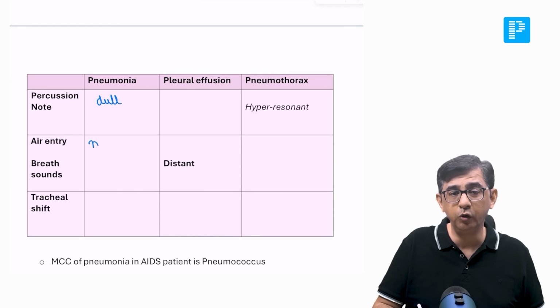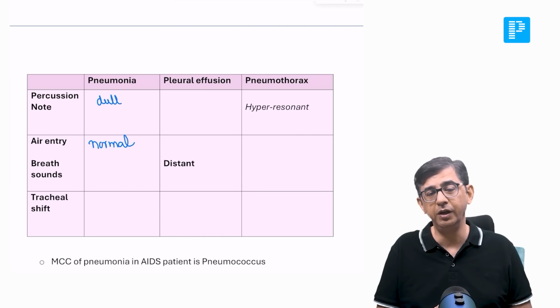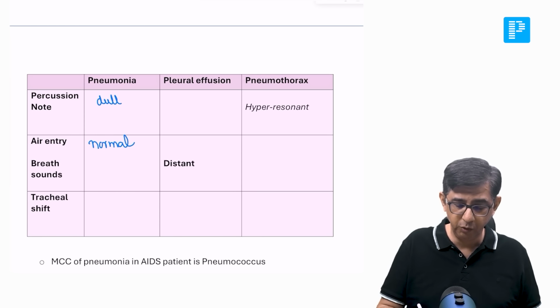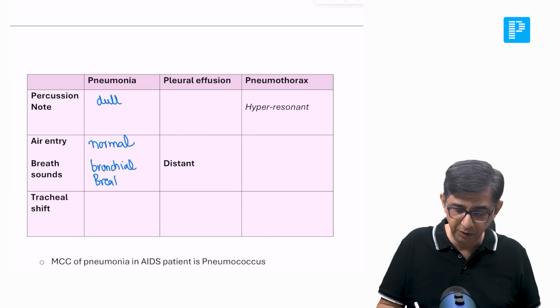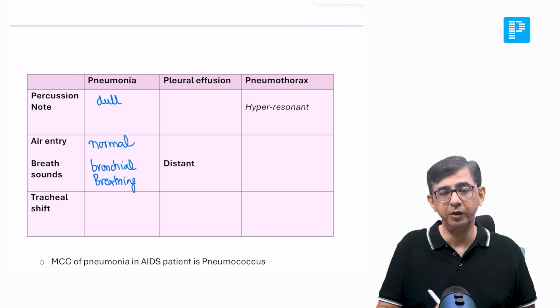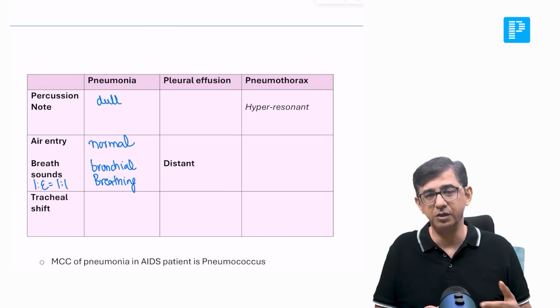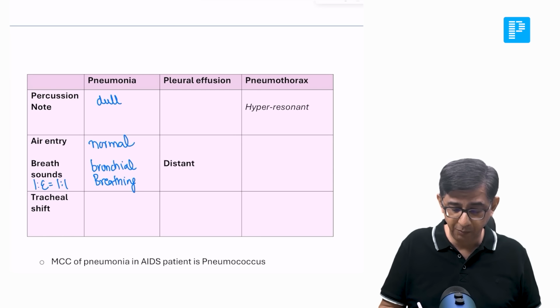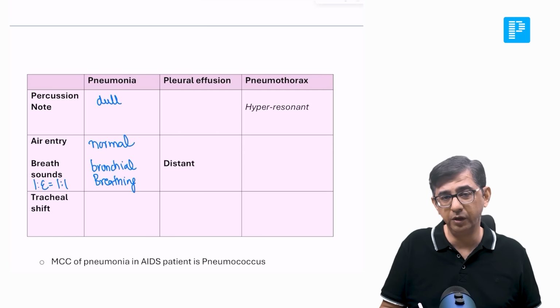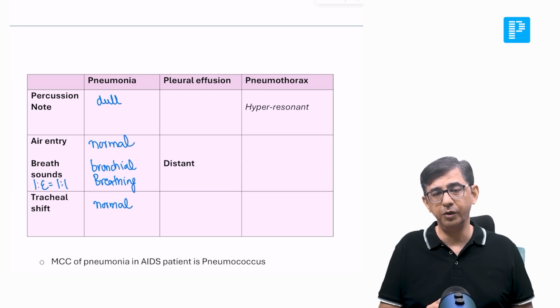For pneumonia, the percussion note will be dull. The air entry will be normal. This is where students make a mistake. They answer air entry is reduced. No guys, air entry is normal. The breath sounds in a case of pneumonia would be bronchial breathing, as already explained to you. The highlight of this bronchial breathing will be that the inspiratory-expiratory ratio will become 1:1. There will be an audible gap present between inspiration and expiration. The tracheal shift does not happen. The trachea of the patient is normal. I can just write the words tracheal position is normal in this case.